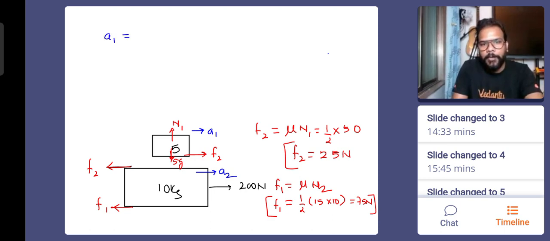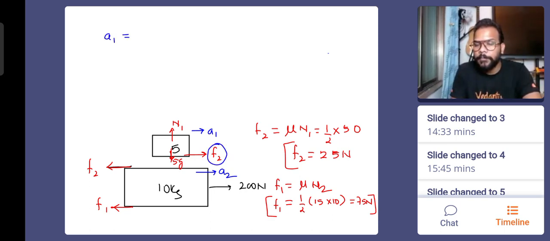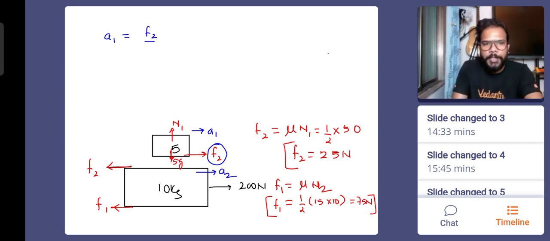ओके. सो a1 क्या होगा? द ओनली फोर्स व्हिच इज ड्राइविंग इट इज F2. 200 - 25 - 75. पहले a1 निकाल रहा हूँ मैं. तो a1 हो जाएगा F2/m1. F2 आया 25 न्यूटन और मास कितना है 5, तो ये हुआ 5 मीटर पर सेकंड स्क्वायर.